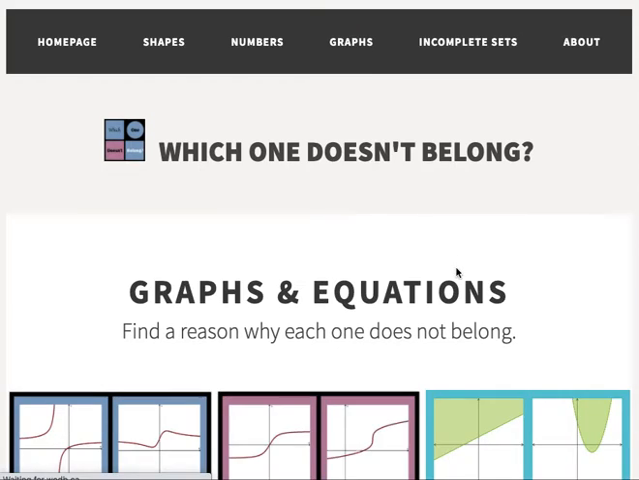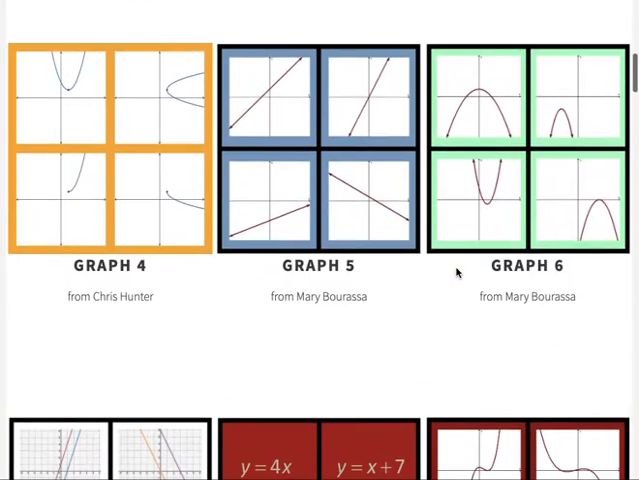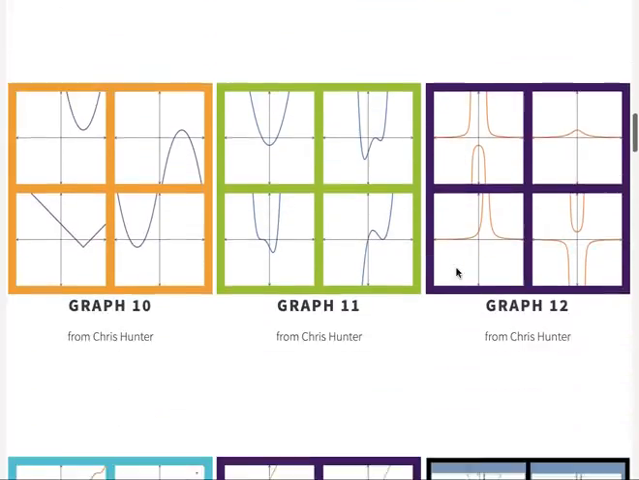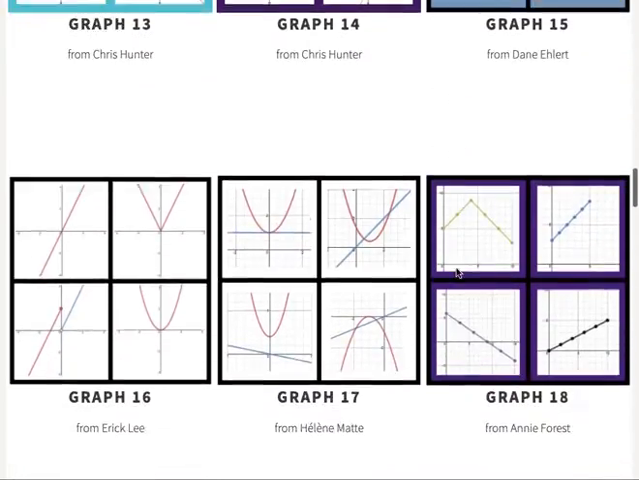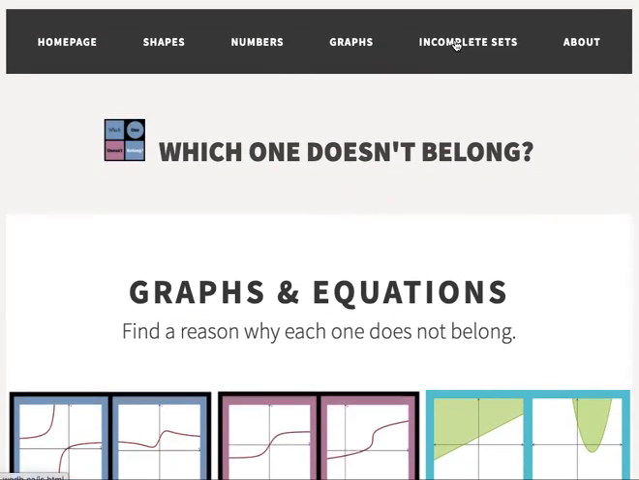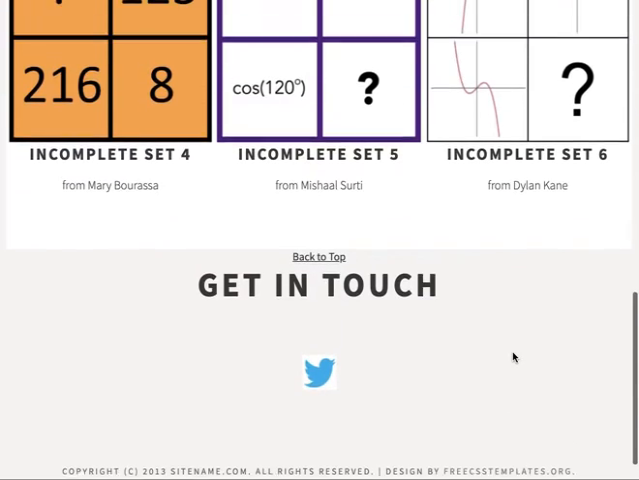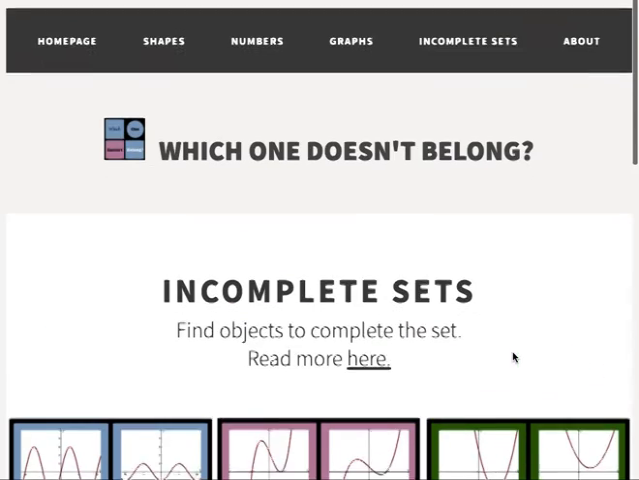There are also graphs, and this is great for high school, especially in 8th grade and beyond. You can definitely look at that, like which one doesn't belong and why. There's a whole collection right there. And there are also incomplete sets, and thinking about what would I put in that particular set.